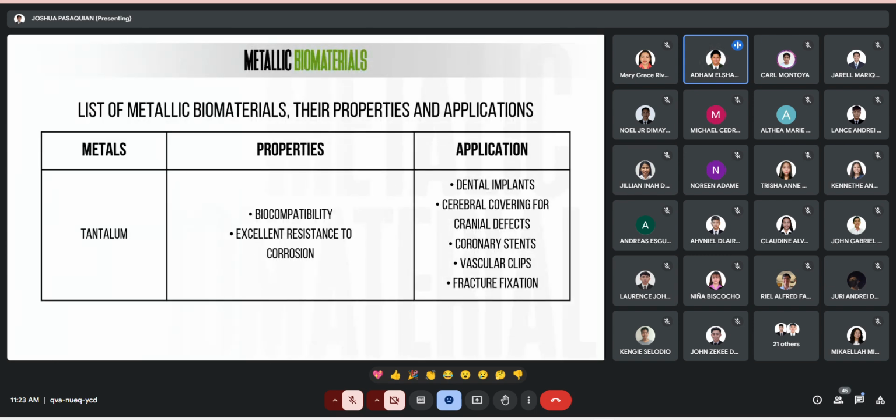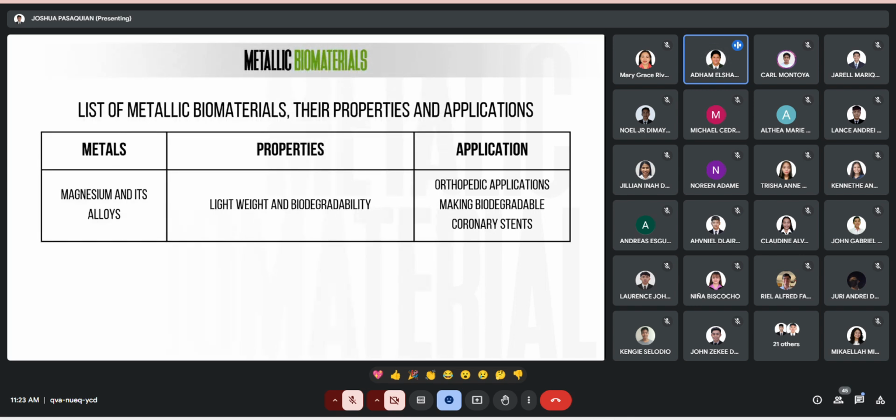And then tantalum. Its properties are biocompatibility and excellent resistance to corrosion. Applications of it are dental implants, cerebral covering for corneal defects, coronary stents, vascular clips, and fracture fixation. Next slide.